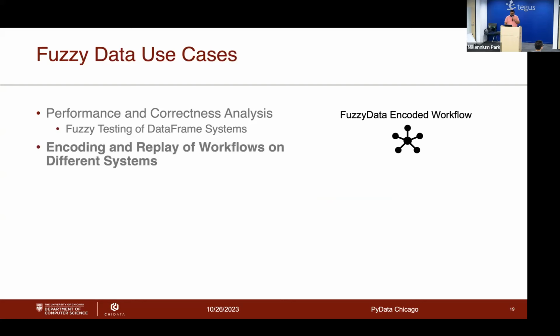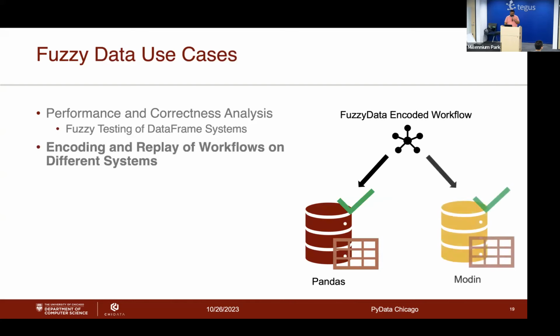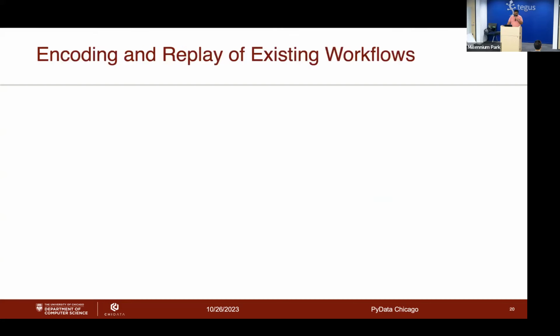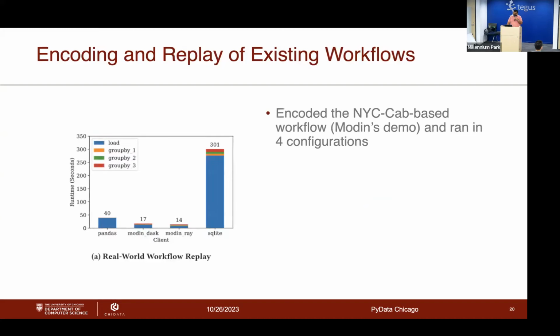The other great thing is, like I mentioned, you can take a fuzzy data encoded workflow and run it across different systems and compare the results to make sure that they're doing the right thing. You can take an existing workflow, encode it into a JSON spec, and then run it over different systems and get a performance result. Modin's demo was a NYC cab demo where they take a huge NYC taxi data set and then group by, I don't remember exactly what, but certain parameters, maybe time of day and things like that. They run it on pandas, Modin using 2 different backends, and SQLite.